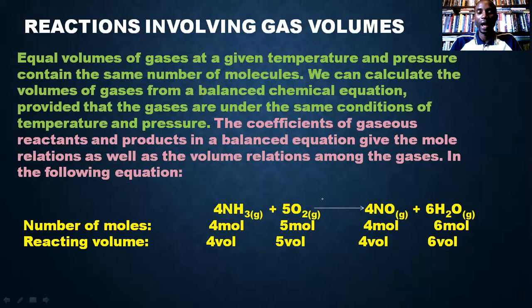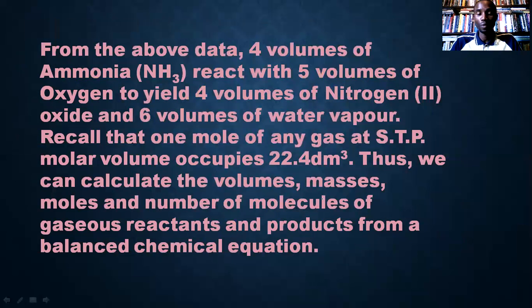From this particular reaction we understand that 4 volumes of ammonia react with 5 volumes of oxygen to yield 4 volumes of nitrogen 2 oxide and 6 volumes of water vapor. And we can record that 1 mole of any gas at STP occupies what? 22.4 dm cube. That is at STP. Thus, we can calculate the volumes, masses, moles, and the number of molecules of gaseous reactants and products from a balanced chemical equation, as long as the equation has already been written.